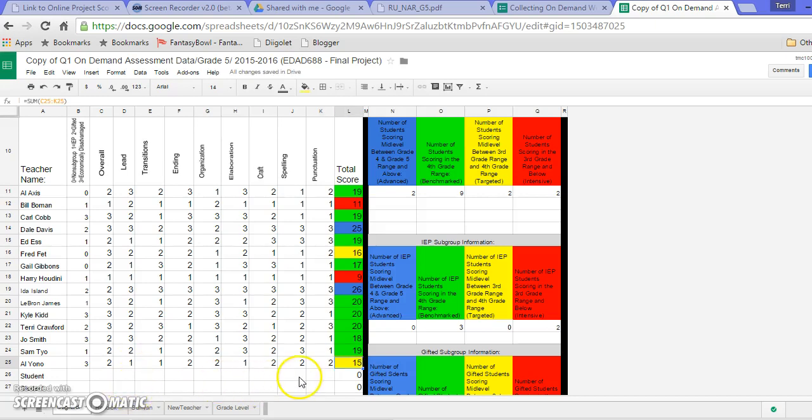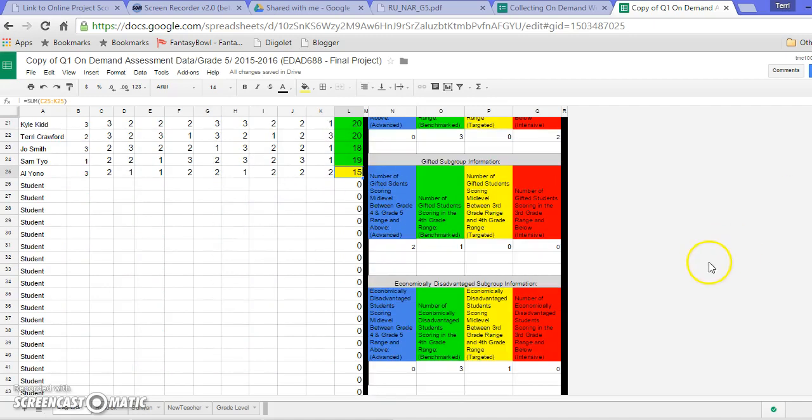This student's total score was 15, which puts him in the targeted range overall in her class. So now this teacher has 2 students that are considered targeted. But remember, this student was an economically disadvantaged student, so it's also giving her this information that now she has 1 student that's scoring in the targeted range out of her economically disadvantaged students. So this spreadsheet will efficiently calculate all of that information for this particular teacher.